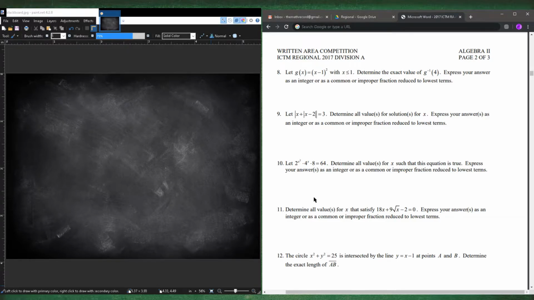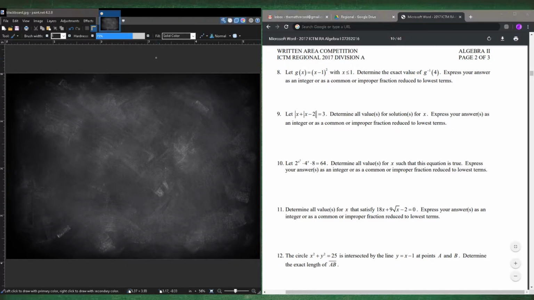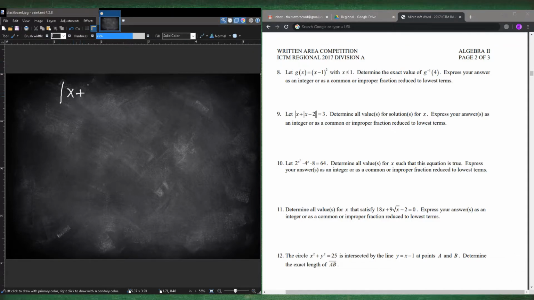So number 9. Let the absolute value of x plus the absolute value of x minus 2, closed absolute value, be equal to 3. Determine the solutions for x. Okay, so let's work inside out. So if x minus 2 is a positive number, we could just leave it as positive. So we have x plus absolute value of x minus 2 is equal to 3. Okay, and if x minus 2 is a negative number, we just need to multiply by negative 1.